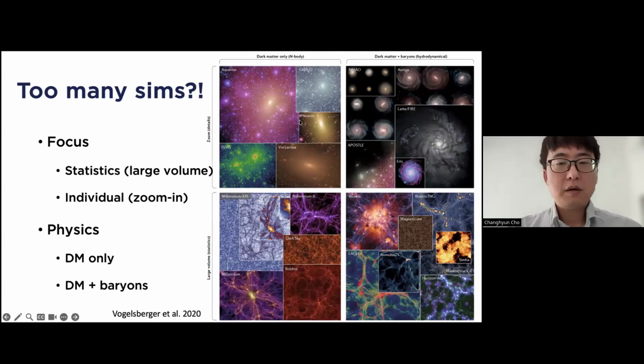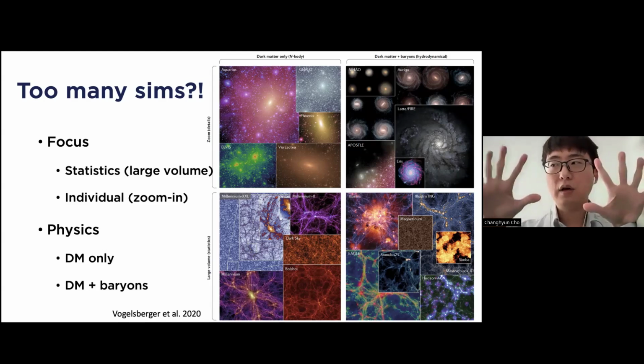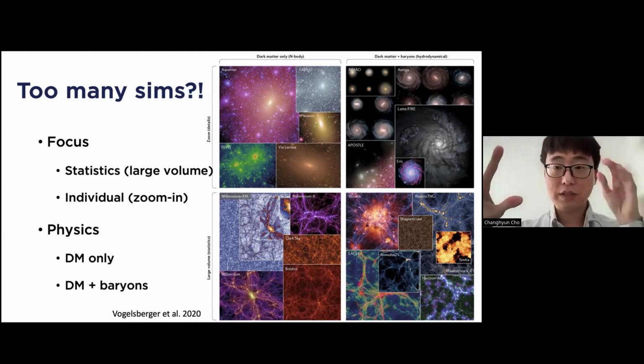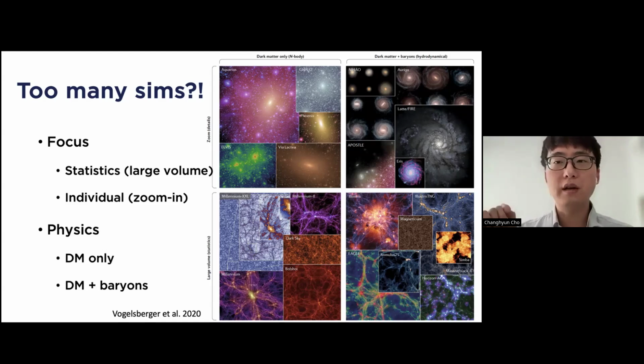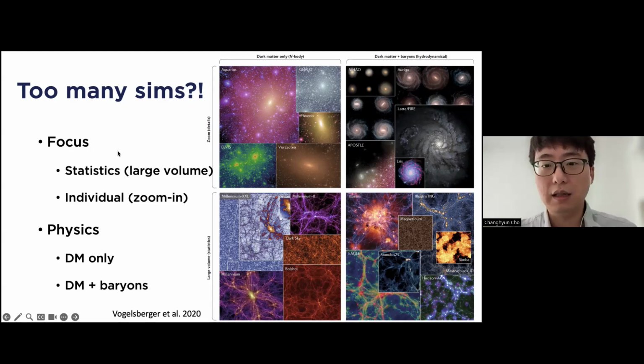Okay, but we believe we know the whole physics quite well. We know how gravity works, and we know how fluid dynamics works. But why do we have so many different numerical simulations? When you look at the right side of the picture, there are so many different simulations, and you see a lot of them. That is because what we want to see is different.